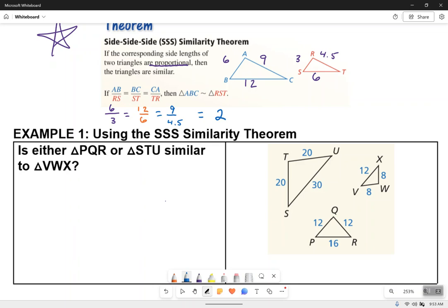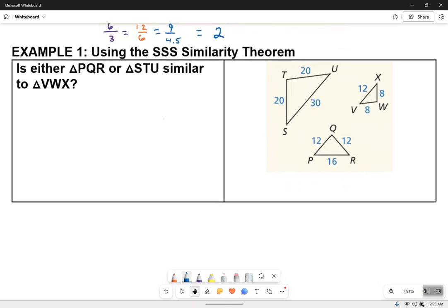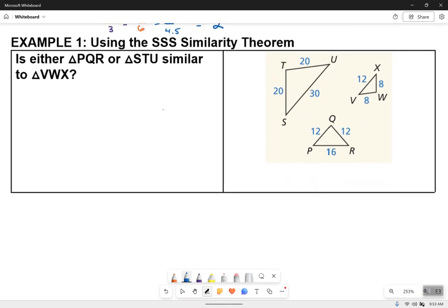Okay, so let's use this theorem to try and figure out example 1. It says using the side, side, side similarity theorem, is either triangle PQR or STU similar to what? Let's take a look at this. Let's compare STU to triangle VWX first. Let's look at the ratios in this.